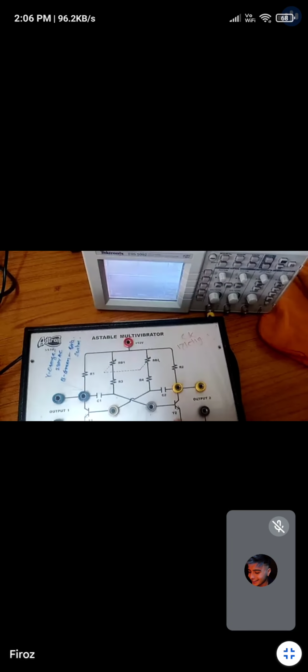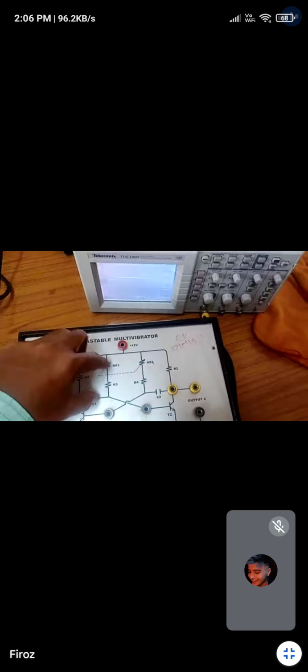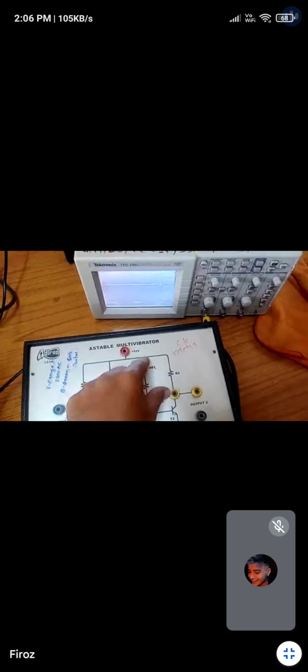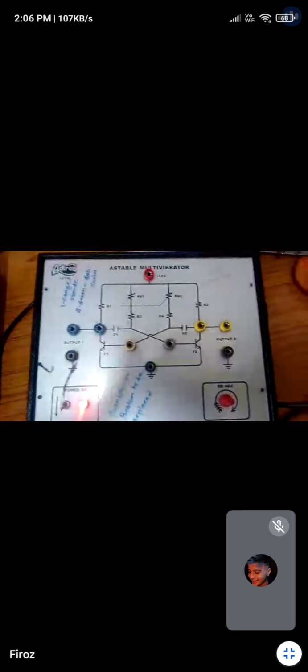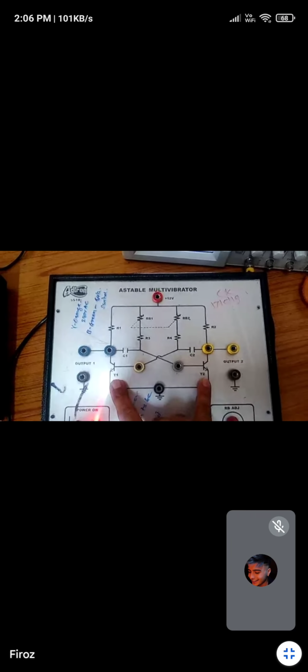So here this is the astable multivibrator. There are two transistors, T1 and T2. T2 transistor is fed from this particular circuit. T1 transistor is fed from this particular circuit, this RC combination. And initially, let's suppose T1 is conducting and T2 is off.